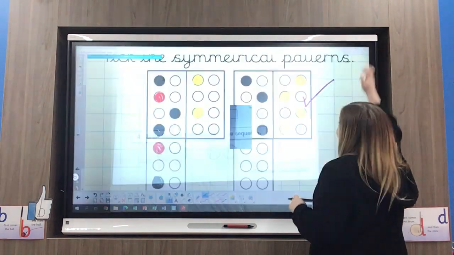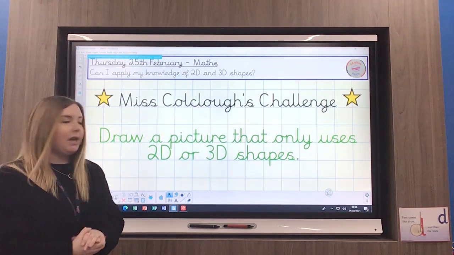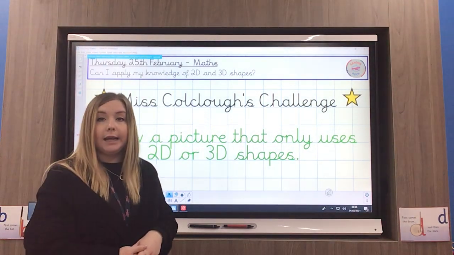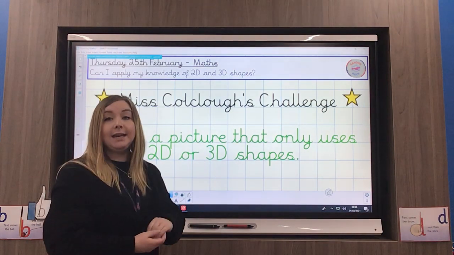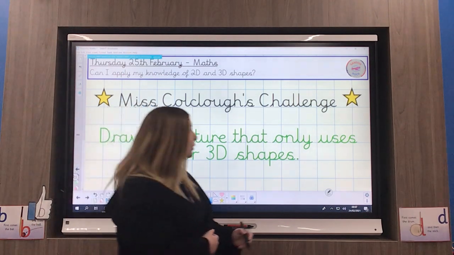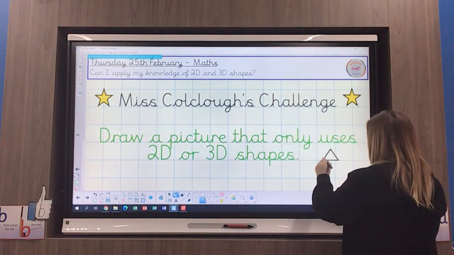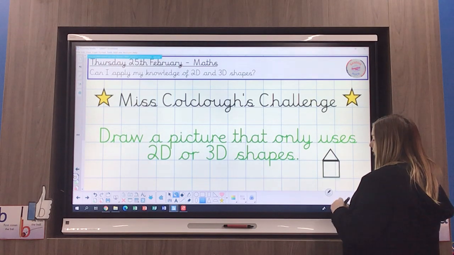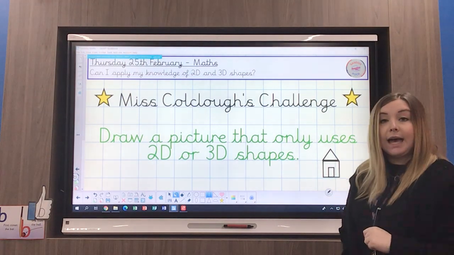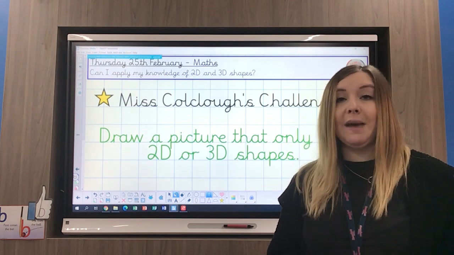Okay, brilliant, well done. Your challenge for today then, guys, because you know I always like to set you a challenge, is to draw a picture. And it can be a picture of whatever you like. But the catch is your picture has got to be made up of only 2D or 3D shapes. So if I was to have a little go at drawing the picture, I'm going to draw a little house. Okay, so there's the roof of my house, and I've used a triangle for that. Okay, there's the actual house. And there's the door. So you can see that I've used 2D shapes to create a picture. But I want your picture to be much bigger and much better than mine.